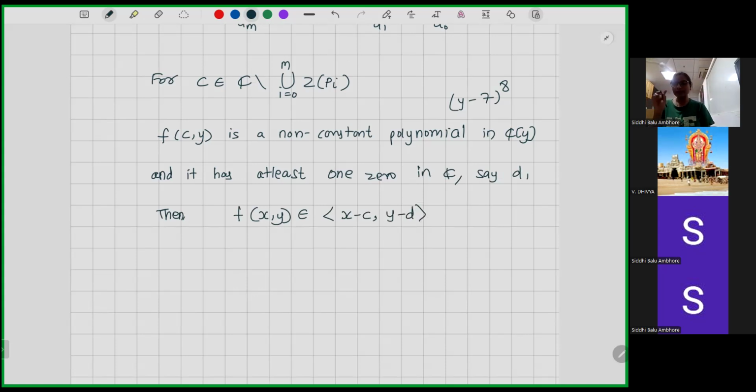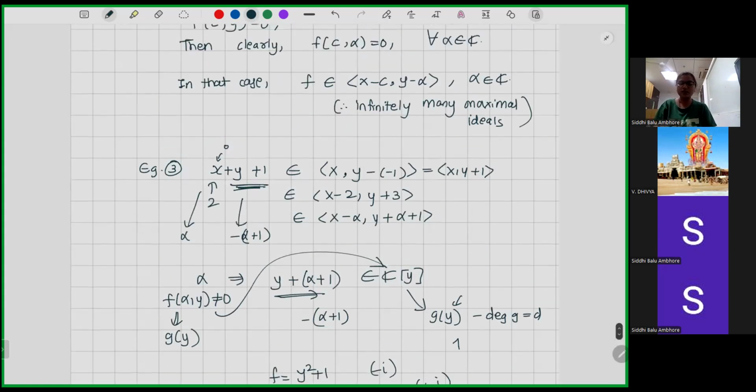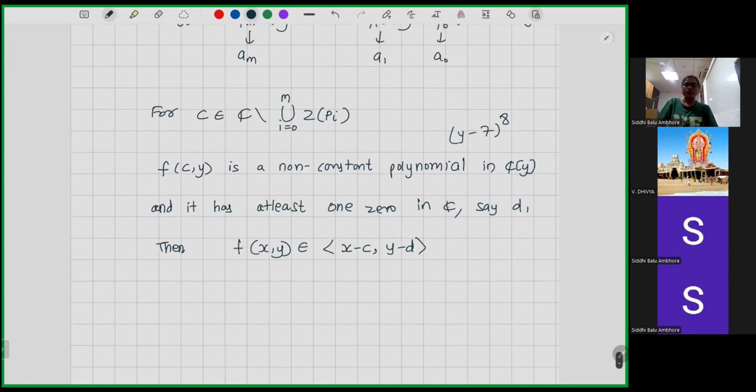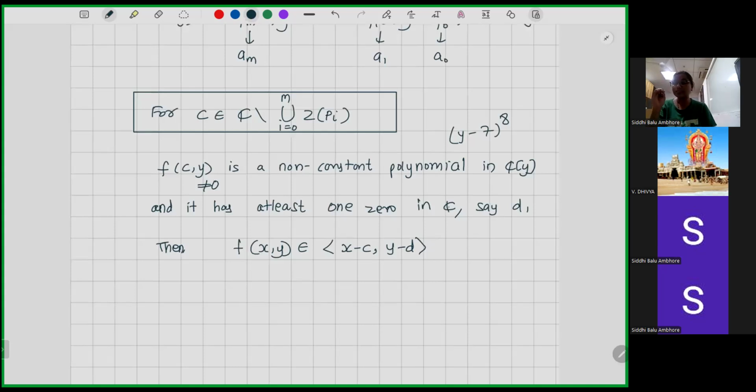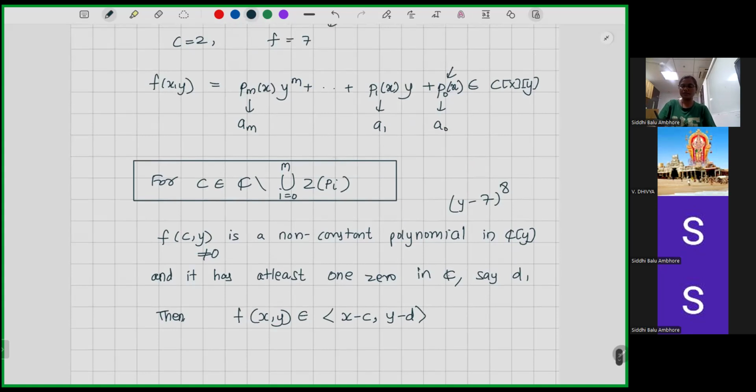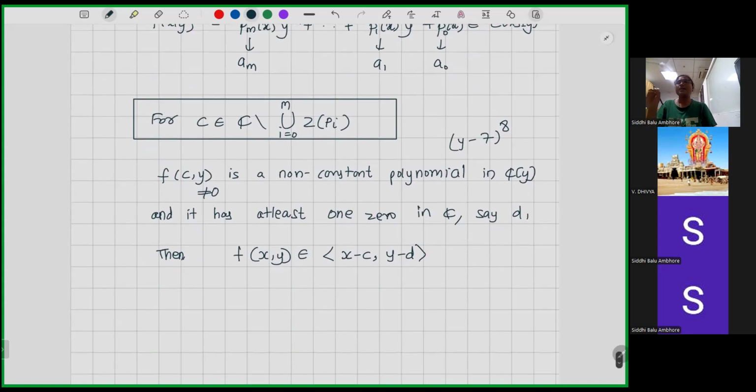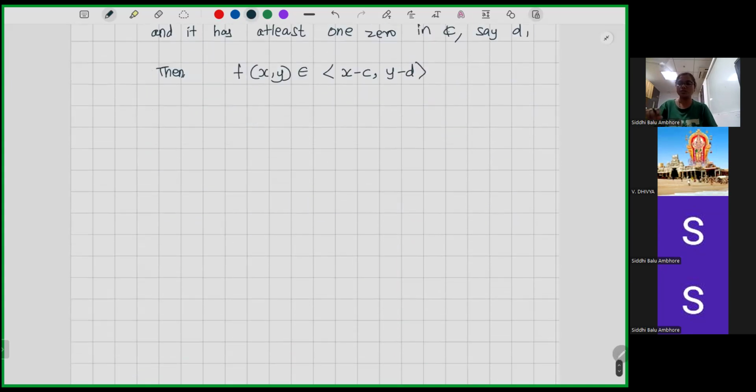Okay. And note that there are infinitely many such c's. If this first condition is satisfied, then we don't care. But if this condition has to happen, there are still infinitely many c's for which my f of c, y is non-zero, and it is a linear polynomial at least. It is a non-constant polynomial. We can choose this ZPIs smartly such that we get this to be at least linear. And in that case, I will have at least one zero, which will contribute to my zero set.